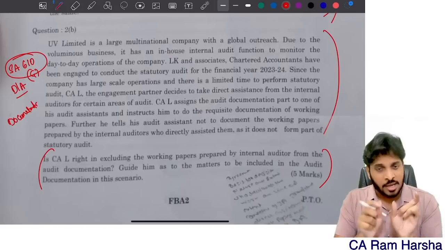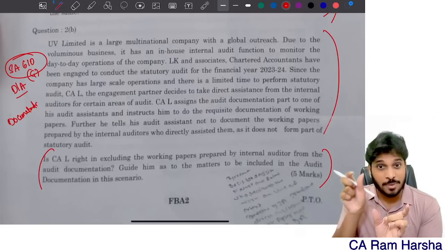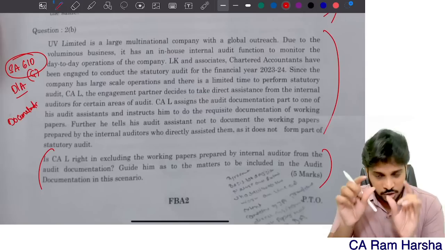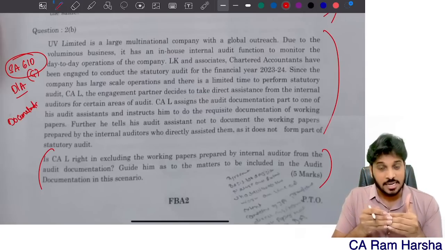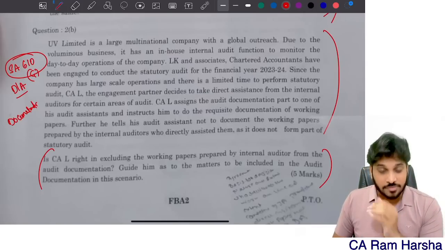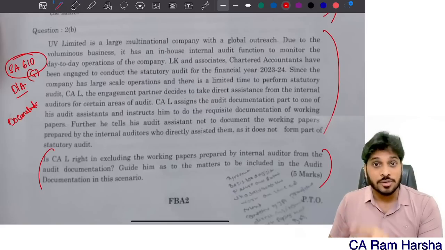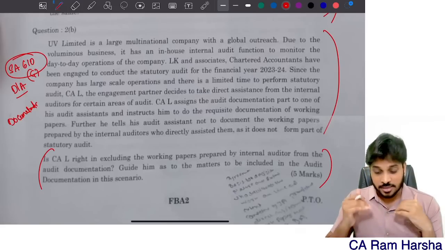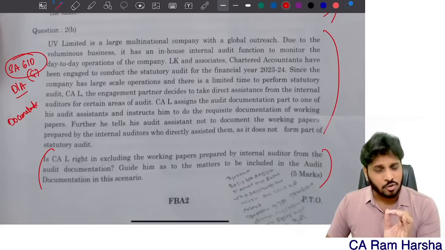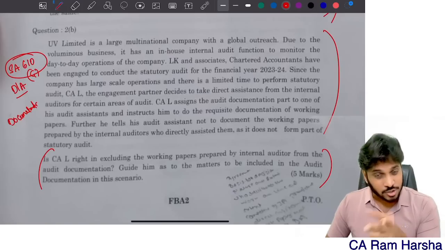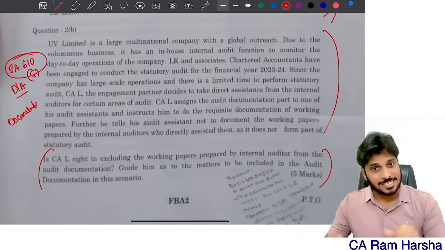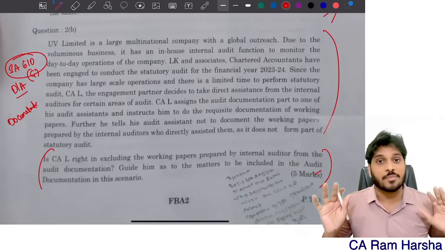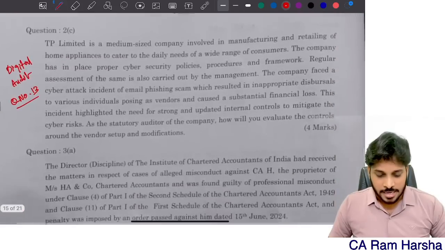That's wrong. So you need to write what are the points to be documented. Inside that, one point is the audit documentation gathered by the internal auditor providing direct assistance. That point you should mention and give an analysis: in the given case, one of the team members is contending that there is no need to include. This is wrong. Therefore, the team member's contention is invalid. The above documentation of the internal auditor providing direct assistance shall also form part of the audit documentation. That's it. Conclusion. So it's a 5 out of 5 marks question. It's very easy. 610. Next up.